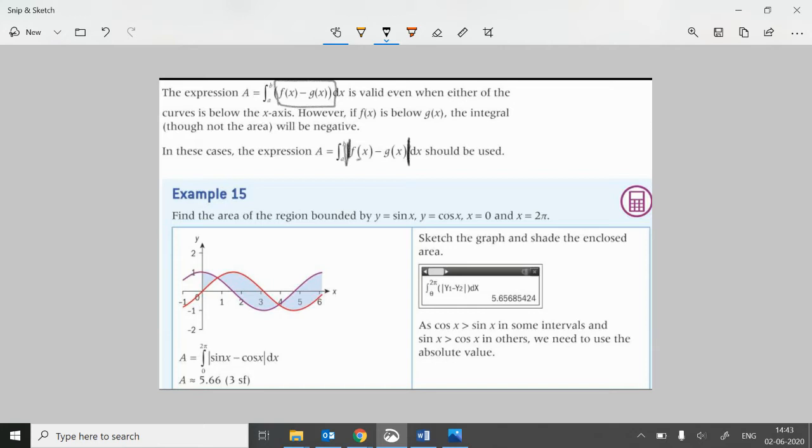If you did, say, for example, this was your f of x and this was your g of x, and if you did the function straightforward, this would give you a positive area here, but then a negative area here. So to avoid getting positive and negative areas, if we just take the absolute value of f of x take away g of x, then you'll always just get a height. Whatever that height is, it will be given as positive.